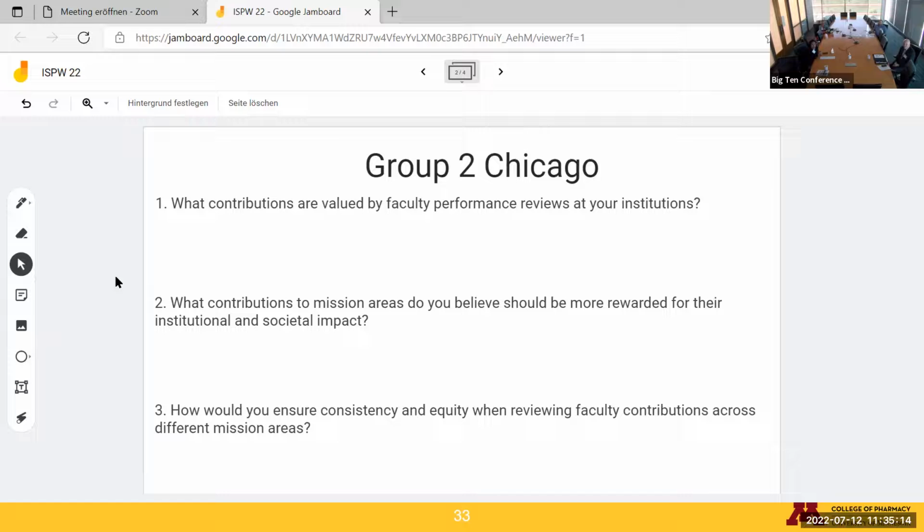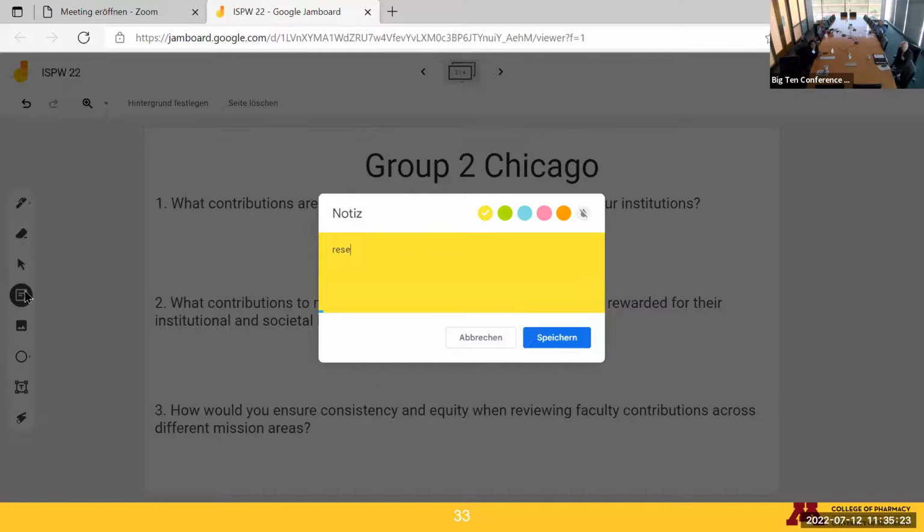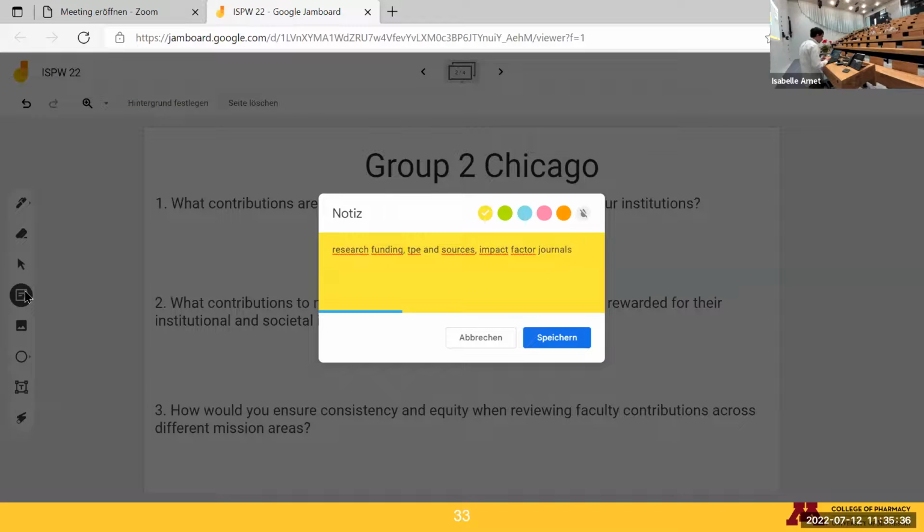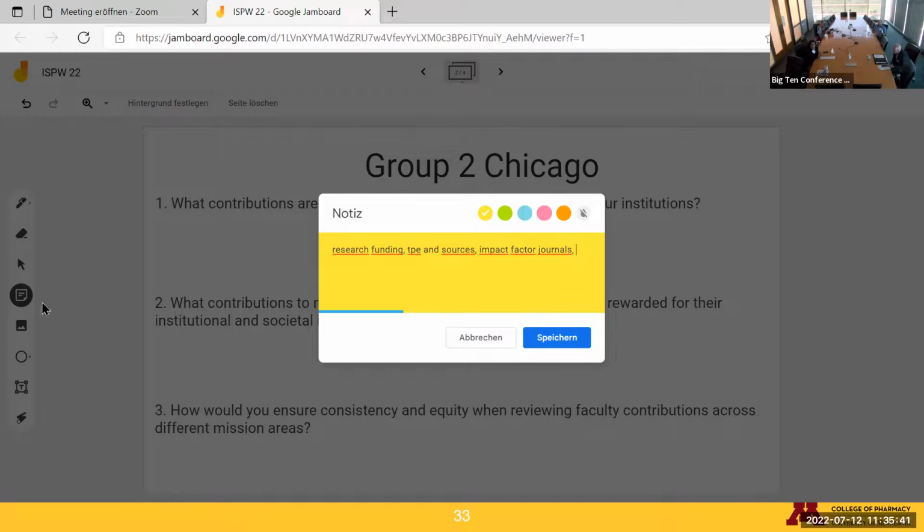Okay, so for the first question about the contributions that are valued by faculty performance reviews, we talked about research funding, the type and the source of the funding, so the notoriety that comes with some of that funding. We also mentioned impact factor journals, you know, the rating in the field, the target audience. That should actually be included, but usually it's just impact factor of the journal that's regarded. We discussed the role in the project, so whether you're a PI or a collaborator or a co-I. We talked about publications, whether you're first or last author. We talked about contributions to policy, media, and some of the newer ways of measuring impact, such as evidence of impact through social media engagements, Twitter, things such as that.